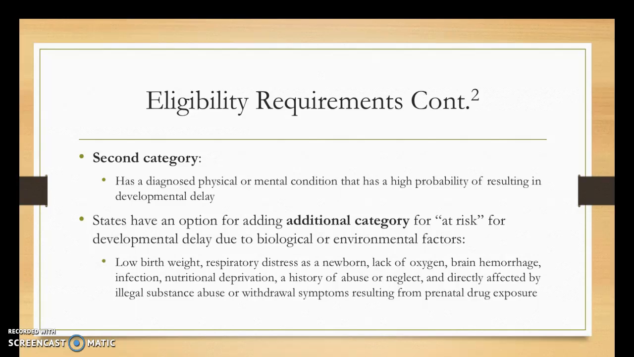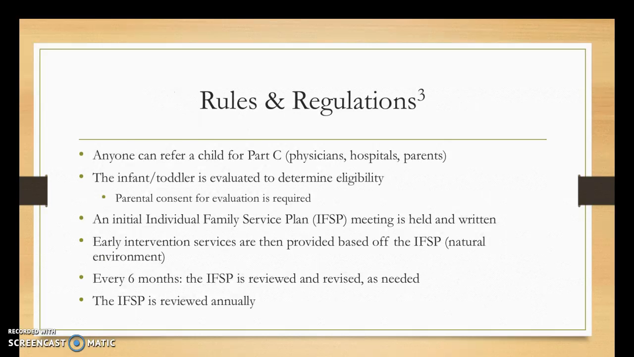The second category is a diagnosis of physical or mental condition that has a high probability of resulting in developmental delay. Each state also has the option for adding an additional category, which is an at-risk category, due to biological or environmental factors. These can include low birth weight, respiratory distress as a newborn, lack of oxygen, brain hemorrhage, infection, nutritional deprivation, a history of abuse or neglect, or being directly affected by illegal substance abuse or withdrawal symptoms resulting from prenatal drug exposure.